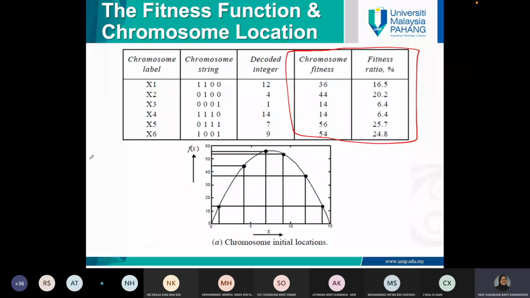So 15x minus x squared. So using this formula, you just put the x value, which is this value, in the formula to get this value. So let's say the first chromosome. The first chromosome x value is 12. So we have 15 times 12 minus 12 squared.